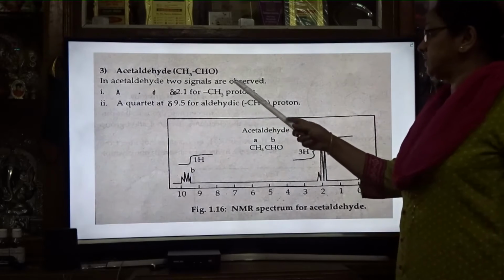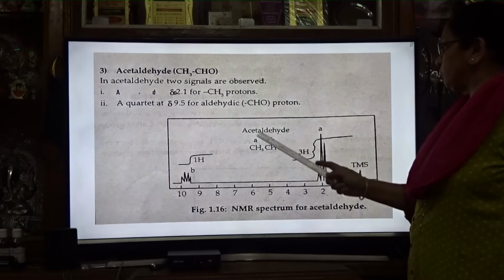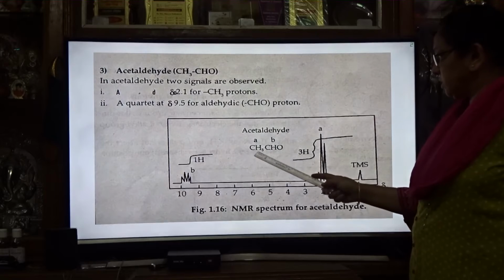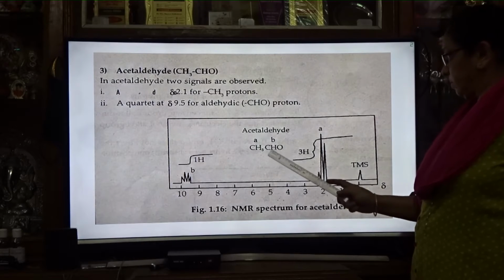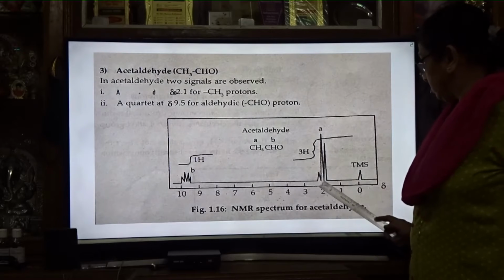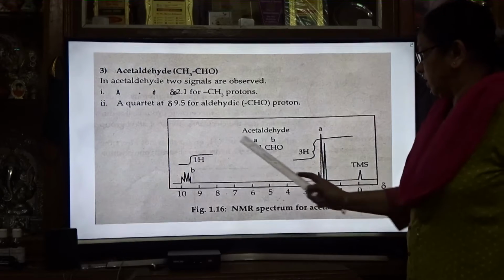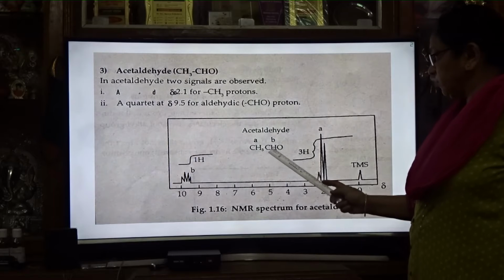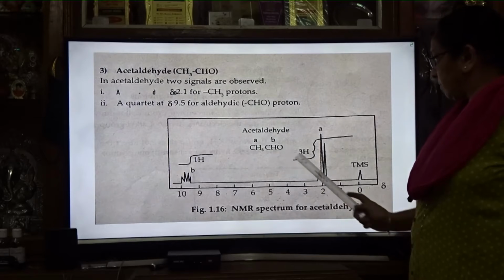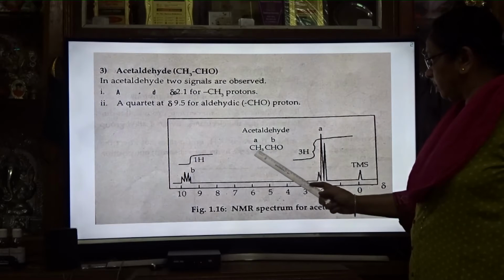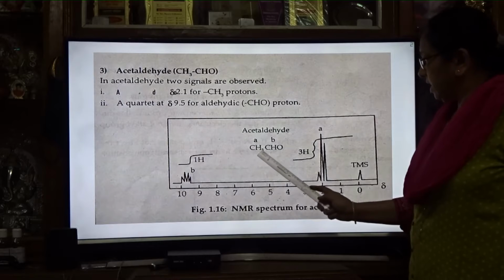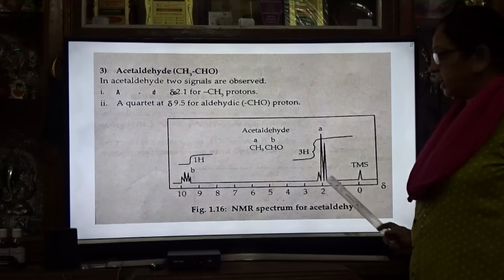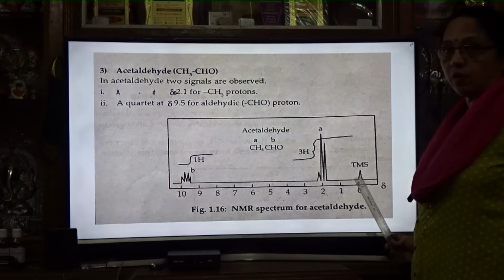Next example is acetaldehyde. In acetaldehyde you have 2 signals. One signal is for CH3 and another signal is for the CHO aldehyde proton. So here you have 2 signals. CH3 has 1 hydrogen on its neighboring carbon, so it is a doublet. On the neighboring carbon of CHO there are 3 protons, N plus 1, 3 plus 1 is 4. So CH is a 1H quartet and CH3 is a 3H doublet, and this is the signal of TMS.